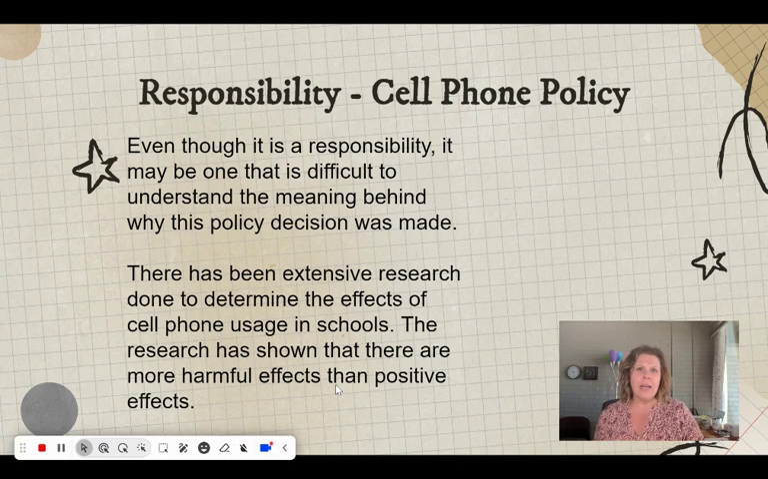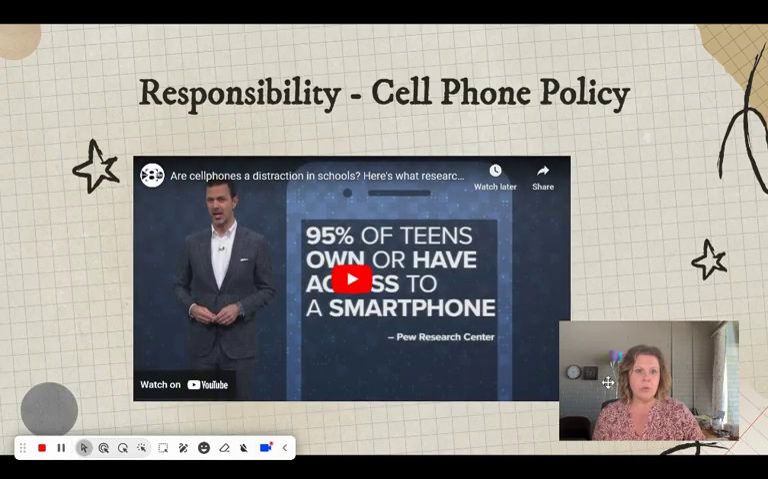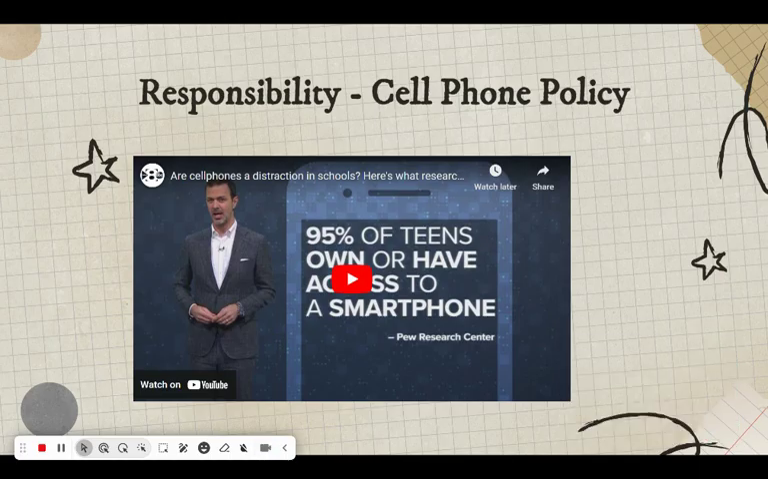So I know that having cell phones out is kind of difficult, and I think it makes sense to try to understand why this decision is being made. And just to let you know, it's not just because everybody's trying to be mean and not letting you be on your cell phones. There's been extensive research done to determine the effects of cell phone usage in schools. And the research has shown that there are more harmful effects than positive effects. So we're going to watch a video. I'm going to stop my webcam for a second and we're going to watch this video together.